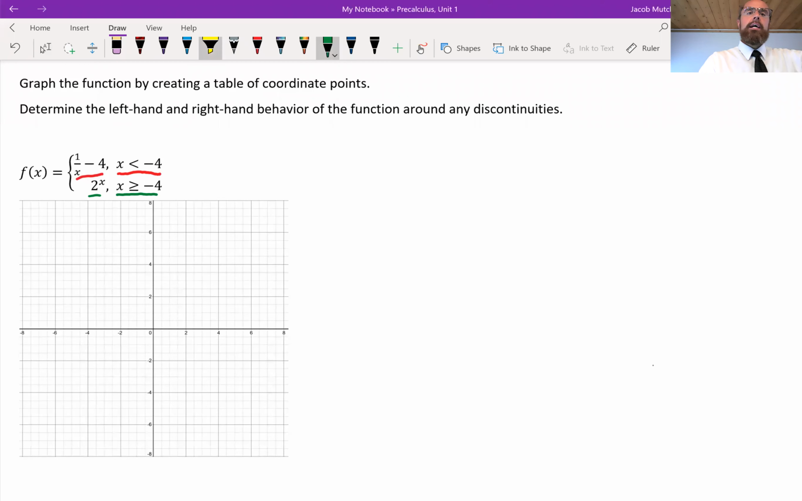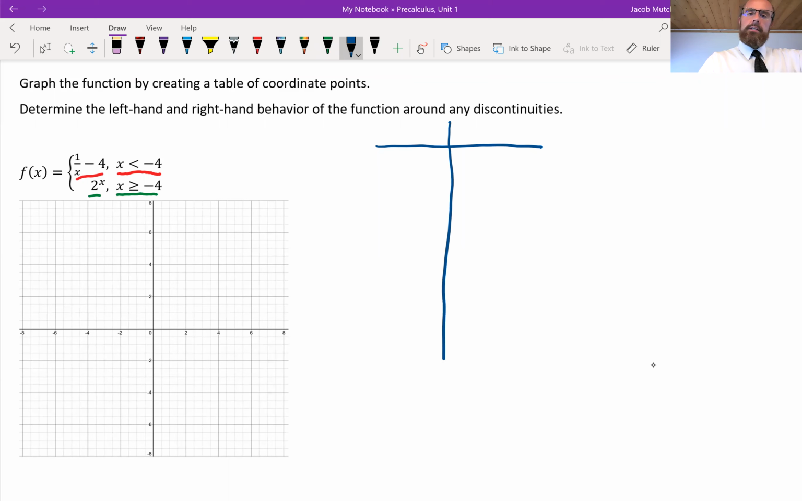So our first task is to graph this function. Once I graph it, I can see where the discontinuity is, and then I can answer this left-hand and right-hand behavior of the function around the discontinuity. But let's begin by graphing. So I'm going to create a t-chart here.